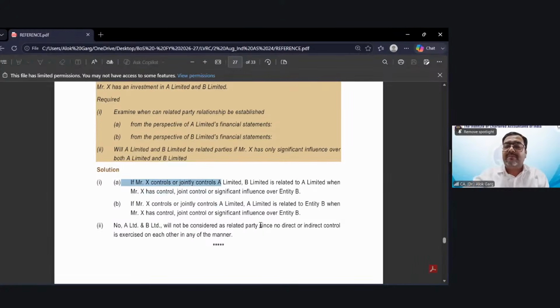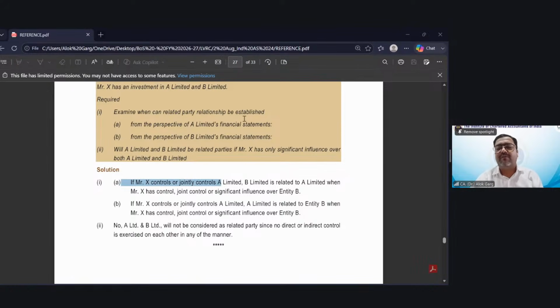Will A Limited and B Limited be related parties if Mr. X has only a significant influence over both A and B? This I already covered in my Excel file also. So Mr. X has a significant influence over A and over B. Then A and B will not be related parties, right?